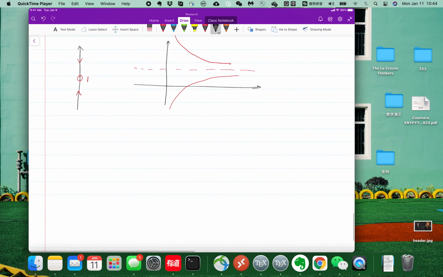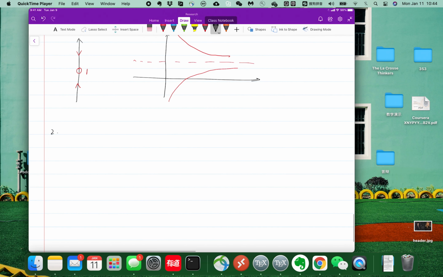Some side topics. Now the second thing, of course, we want to talk about those kinds of equilibriums. We call them equilibria.